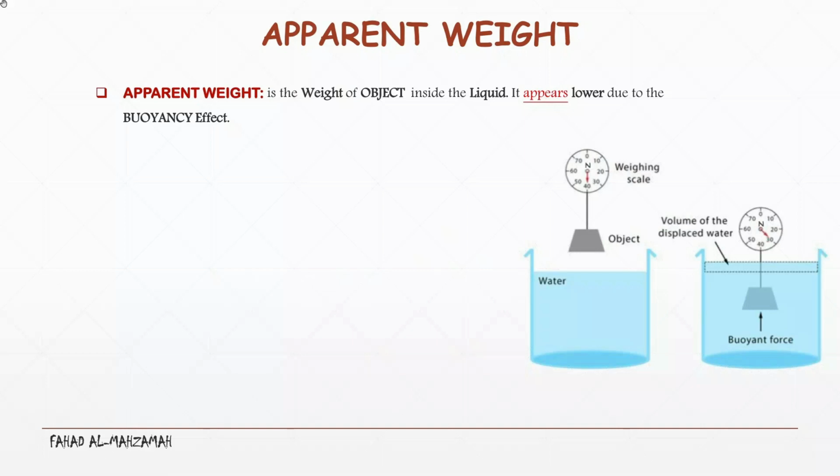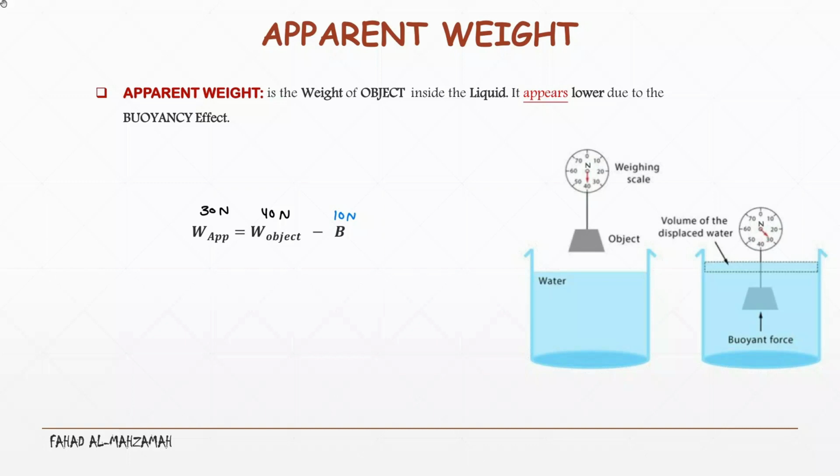So the buoyant force now is 10 Newton. The formula can be easily expressed as: apparent weight is equal to the weight of object minus buoyancy. In this example, the apparent weight is 30 Newton, and the weight of object is 40 Newton, and of course the buoyancy can be solved as 10 Newton. So 40 minus 10, we will get 30 Newton, which is the apparent weight.